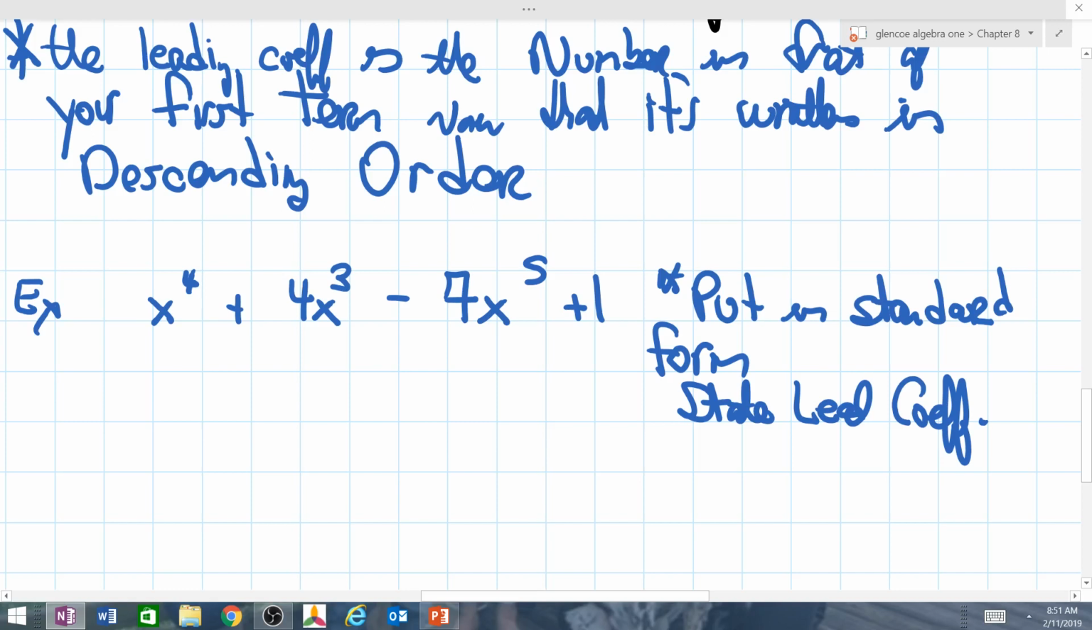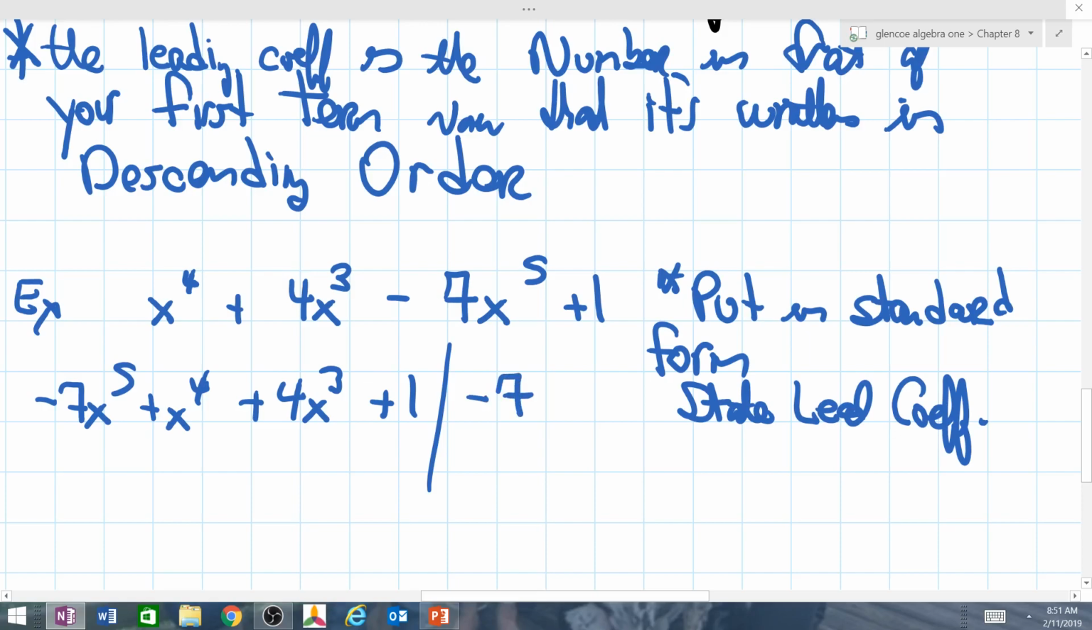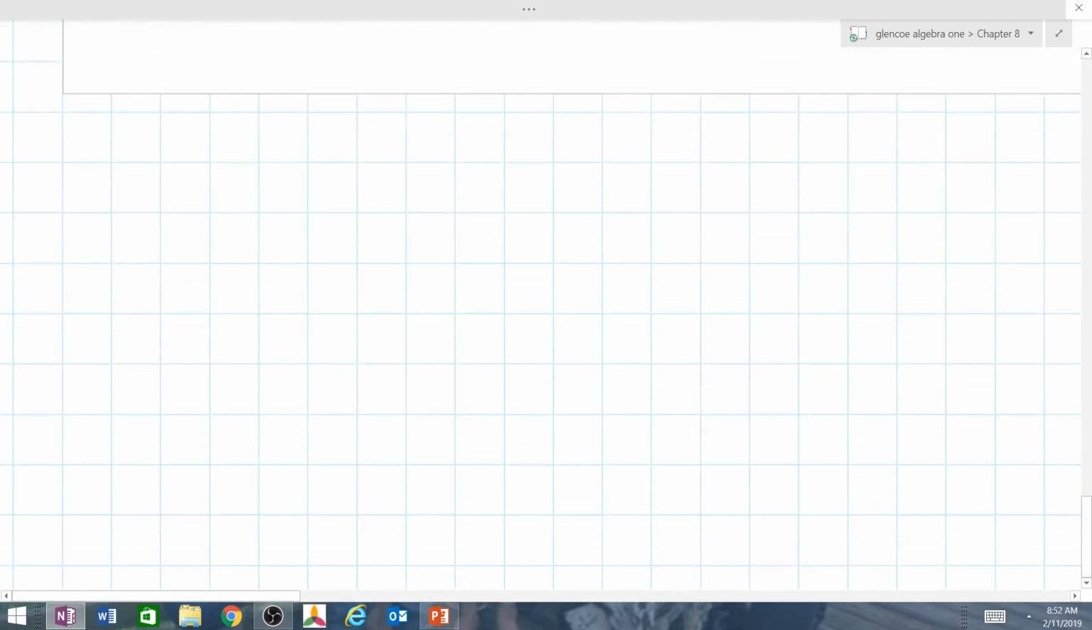Okay, we have one more topic that we're going to look at today, and that's adding and subtracting polynomials. So how would we write this in order? What would the first term be, guys? Negative 7x to the 5th plus x to the 4th plus 4x cubed plus 1. And what would my lead coefficient be? Negative 7. Great job.